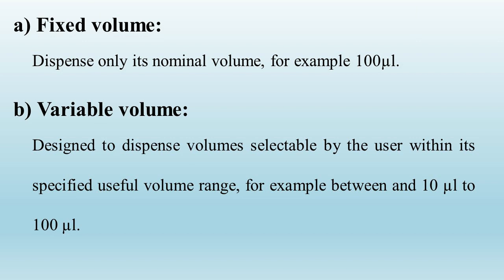A. Fixed volume micropipettes. These pipettes are designed to dispense only their nominal volume, for example 100 microliter. We cannot measure more volume than 100 microliter. B. Variable volume micropipettes. These pipettes are designed to dispense a volume selectable by the user within its specified useful volume range, for example between 10 microliter to 100 microliter.